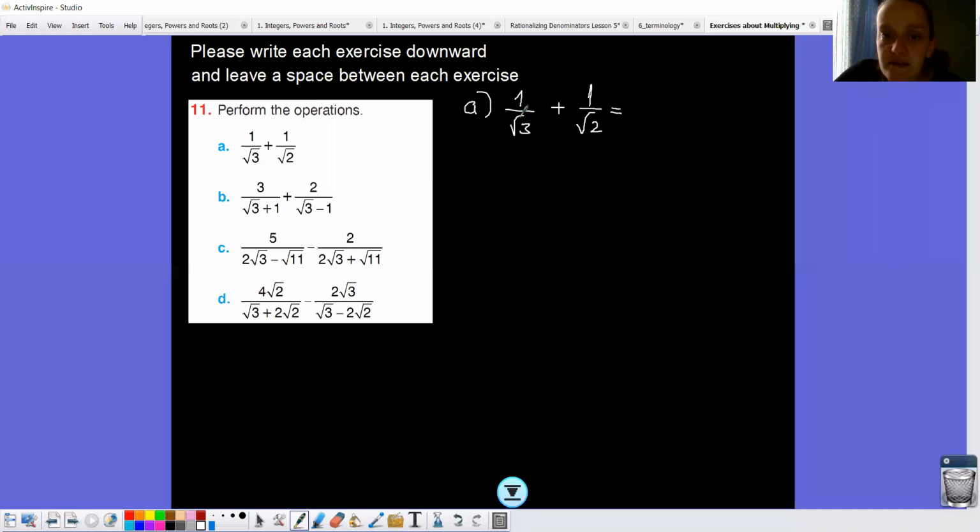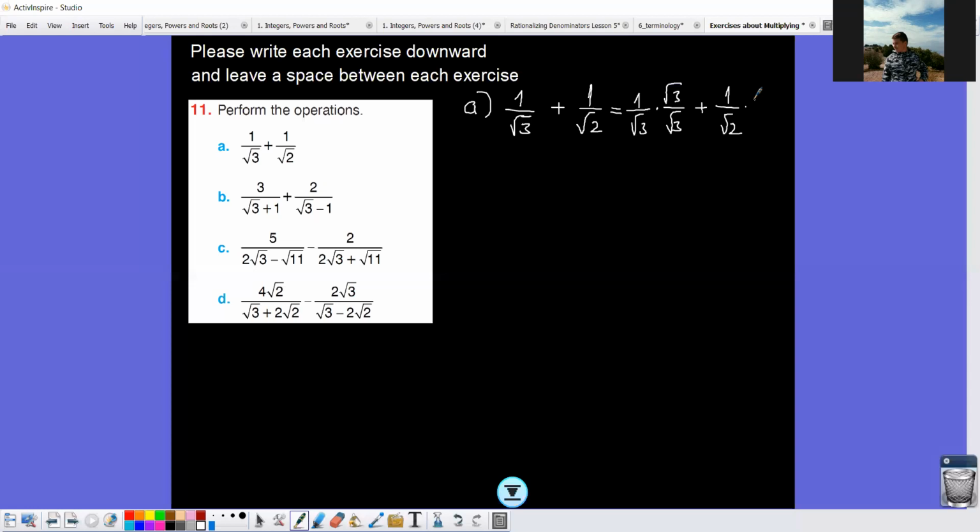We need to rationalize the denominators to make the operation. Then how will I rationalize the denominator of the first one? Times root 3 over root 3. Yes. Then for the second one, it will be 1 over root of 2 times root of 2 over root of 2.